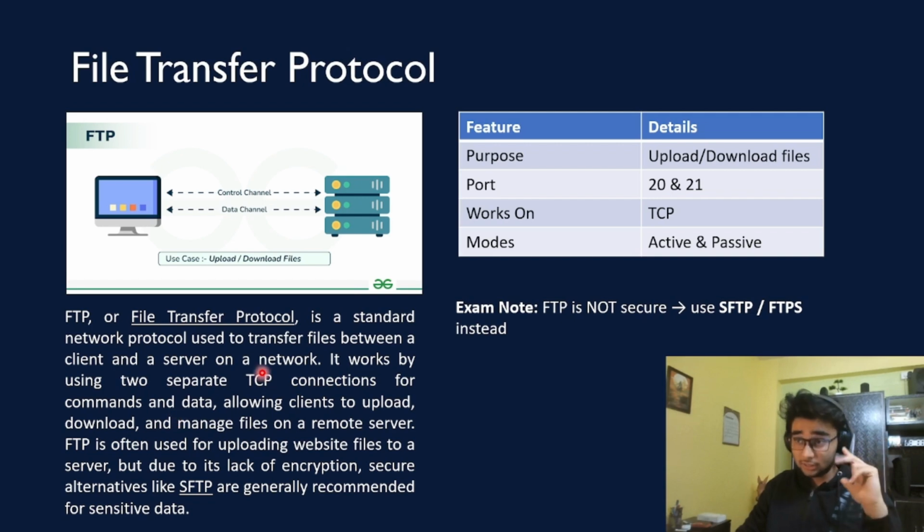Moving on to the next part, it works using two separate TCP connections, one for commands and one for data. These two TCP connections are basically the control channel and the data channel. It is also used for downloading and managing files. For secure transfer we use SFTP, the secure file transfer protocol. The exam note is that FTP is not secured, it uses SFTP or FTPS for security.